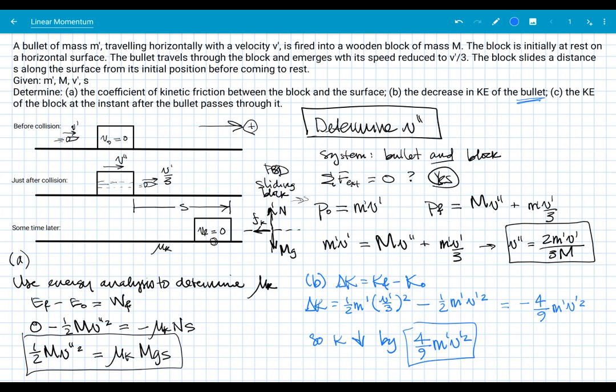Okay. And then part C asks for the kinetic energy of the block at the instant after the bullet passes through it. And that probably is fairly trivial at this point. We have this V double prime here, right? So we know the mass of the block, so we can find the kinetic energy of the block right at that point.